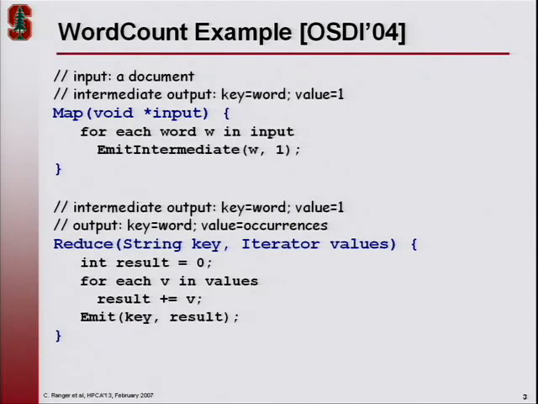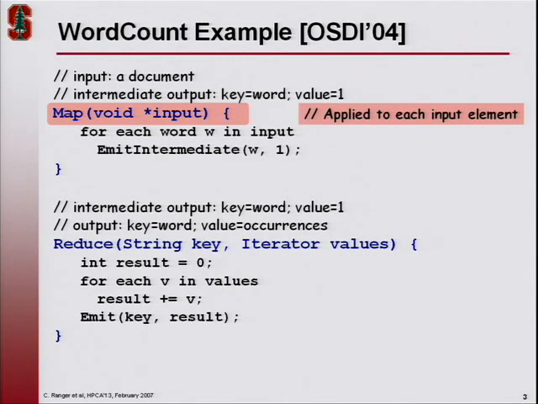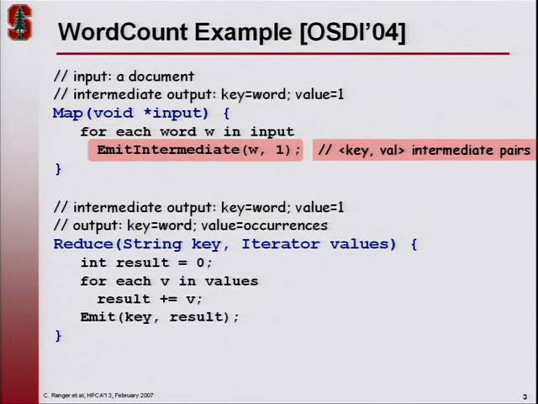Here's the original word count example from the original MapReduce paper. It counts the total frequency of occurrence of all the words in a document. It's broken into 2 functions, the map function and the reduce function. The map function is applied to each element of the input. In this case, we take in a document and emit a word and an occurrence of 1 for each word in the document. And this is our key value pair that's stored in the intermediate queues.